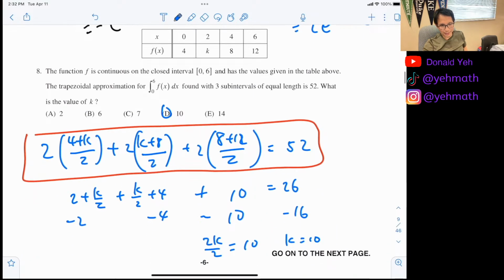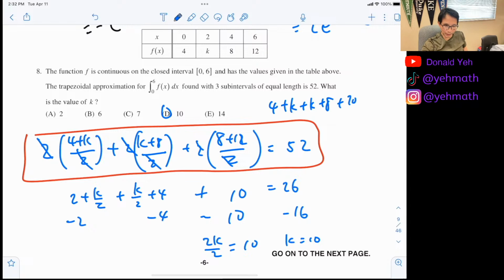For this question, I realized I actually did it longer than I was supposed to. What happens is the 2 would have canceled out with this 2 regardless. It will actually turn out to be nice. It will just be 4 plus k plus 8 plus 20 equals 52. Then 2k is equal to whatever, and k is equal to 10. It's much simpler than how I did it. I thought I was smart, but I wasn't. It was actually much shorter if you just cancel the 2 and 2 outside. I didn't need to split. So either way, it's fine. For trapezoid, you have to know your trapezoid, your midpoint, your left endpoint, and your right endpoint.